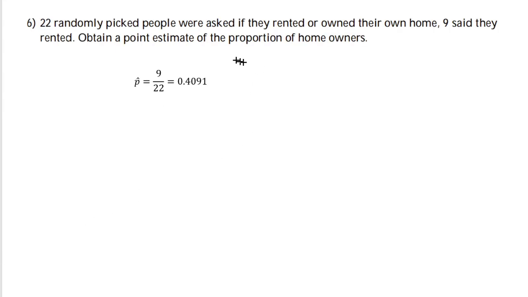Okay, so you have 22 randomly picked people, and they rented or owned, and there's 9, so I guess the point estimate will be just 9 divided by 22, so that's the answer. Oh, actually, no. We should read the question closely. 9 people said they rented, and it's about the point estimate of the proportion of homeowners. So since 9 people rented, it must be 22 minus 9, 13 people owning their home. So the actual answer should be 13 divided by 22, which is 0.5909. So that's the correct answer.